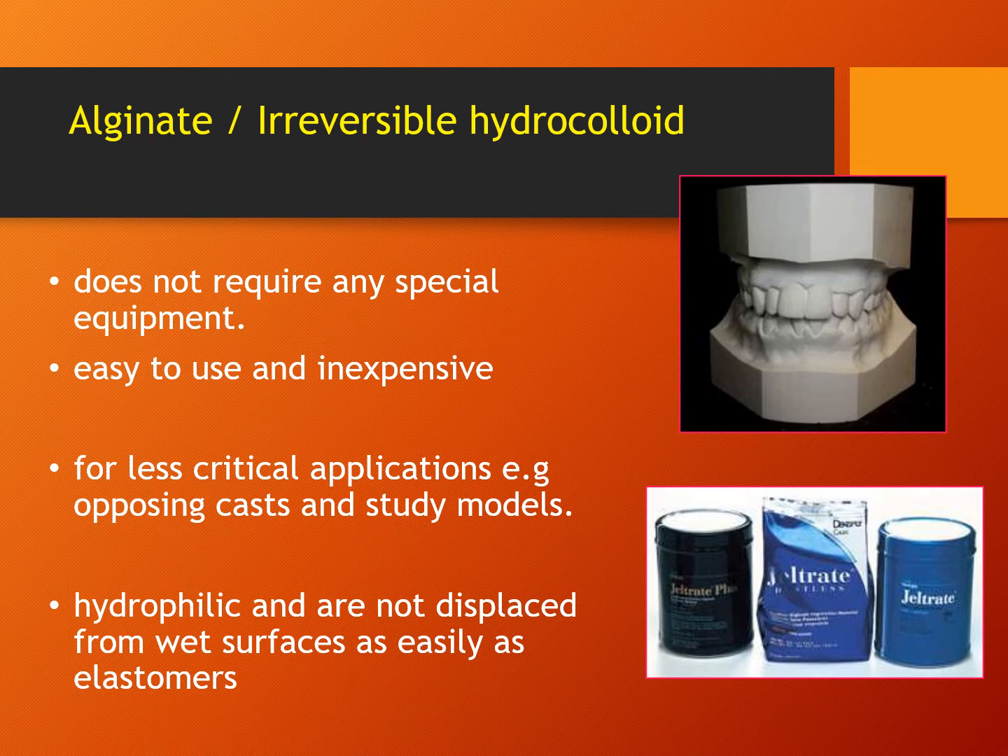Now, what makes alginate the most commonly used impression material? It does not require any special equipment, it is easy to use, it is inexpensive, and it makes an accurate impression, allows for undercuts, and is comfortable for the patient. Ideally, alginate is indicated for less critical applications, that is opposing casts and study models, and it is hydrophilic and not displaced from wet surfaces as easily as elastomers. The setting reaction is a chemical reaction where the soluble alginate reacts with calcium sulfate to produce insoluble calcium alginate as a gel.